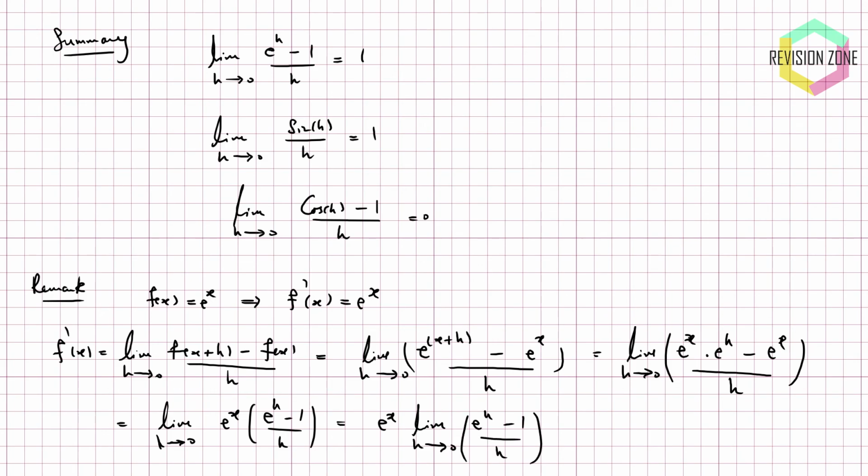And now here's where we can use the very first statement we wrote down in our summary. So perhaps I should have numbered them: statement 1, statement 2, and statement 3. So using statement 1, we can say it's going to be e to the x times 1, which of course is e to the x. So we've been able to formally work out the derivative of e to the x without using any graphical arguments.